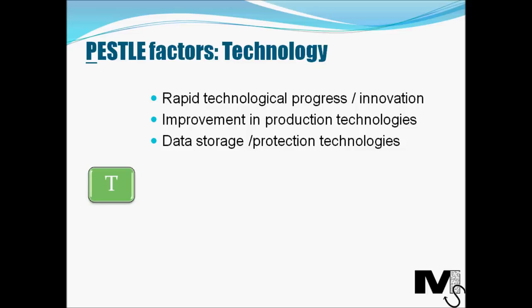Now, improvement in production technology is something very commonly experienced by manufacturing and consumer goods companies. Data storage and protection technologies are something that affects most businesses once they're larger than a small scale, or once they cross the small to medium enterprise bracket, I would say.